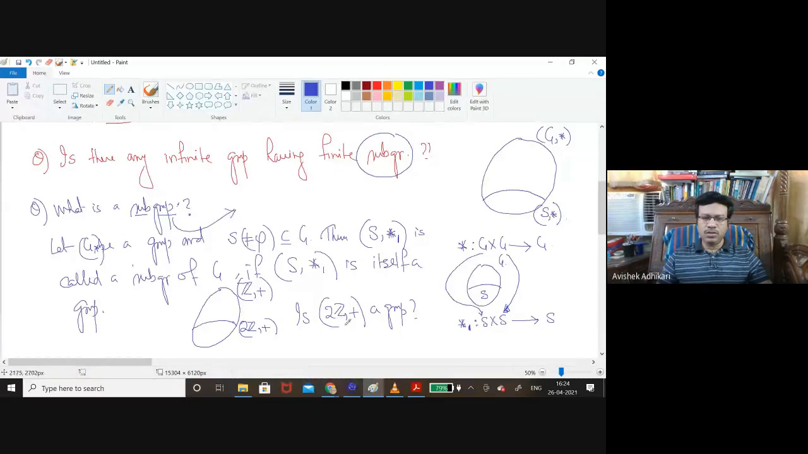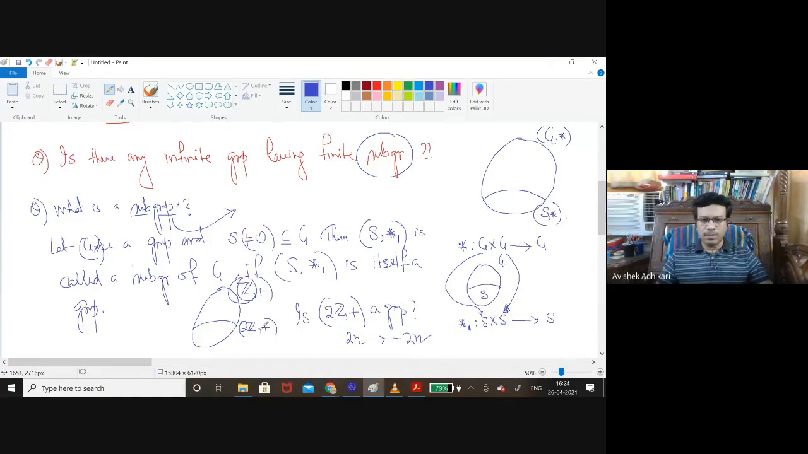And 0 is also within this 2Z, and the inverse of some integer, say 2n, will be minus 2n, right? And the associative property is also there. Associativity is a hereditary property. Since it happens in Z, it must also happen in 2Z. So at the end, we can say that (2Z, +) is a group, a group on its own.